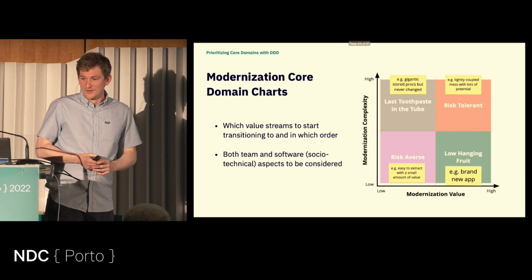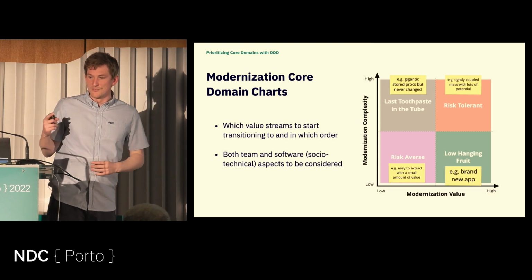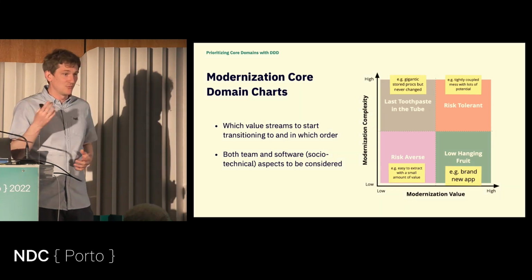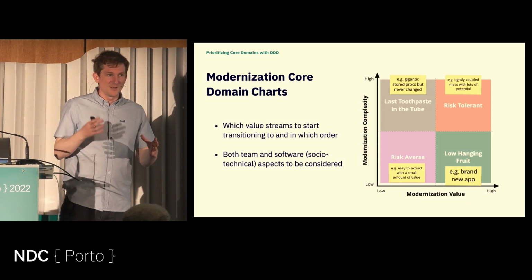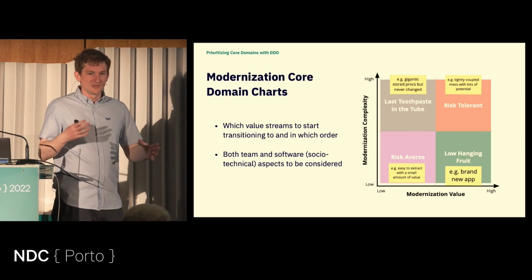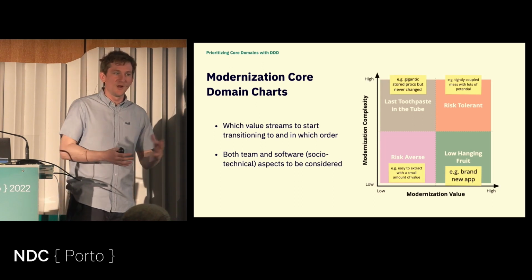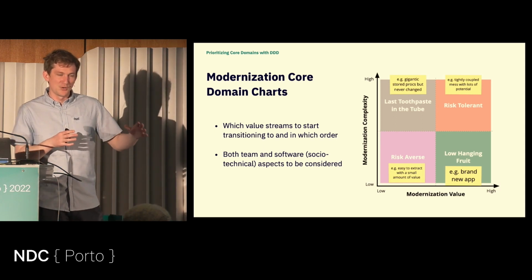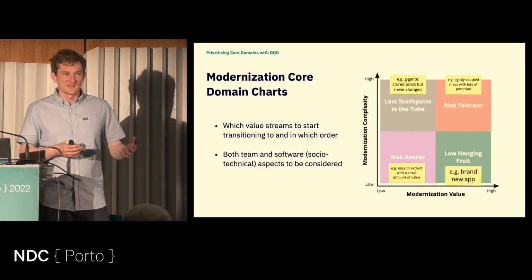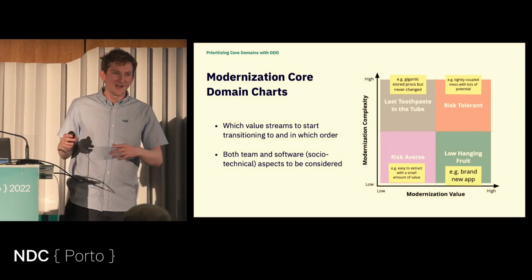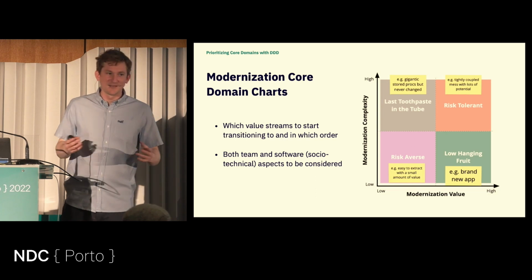All right, the final thing is what we call the modernization core domain charts. This is a great tool I use when thinking about where do we start specifically, especially when you're thinking about, we'd like to try team topologies and domain-driven design, where do we start? This can help you identify a good opportunity, balancing both the business aspects, the technical aspects, and the team aspects. So ideally, we want to pick something in the bottom right-hand corner, the low-hanging fruit.